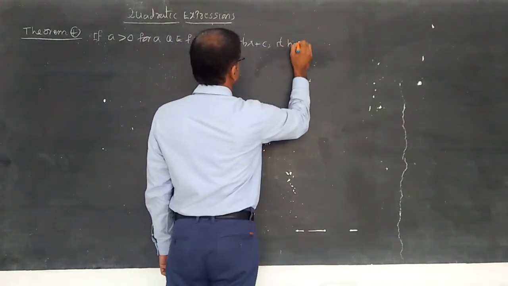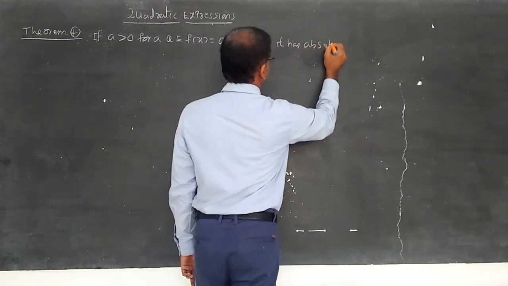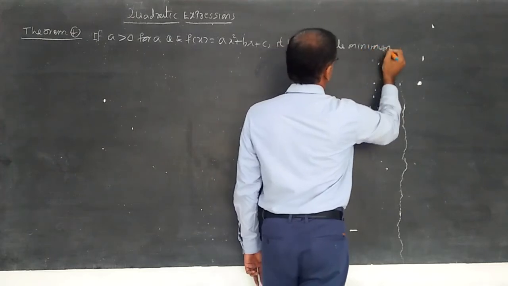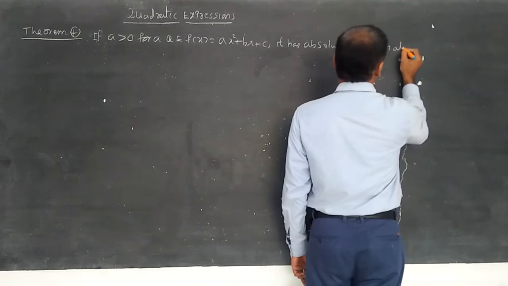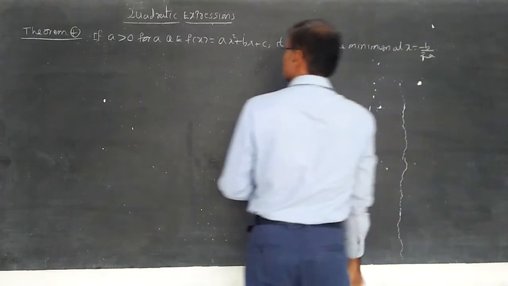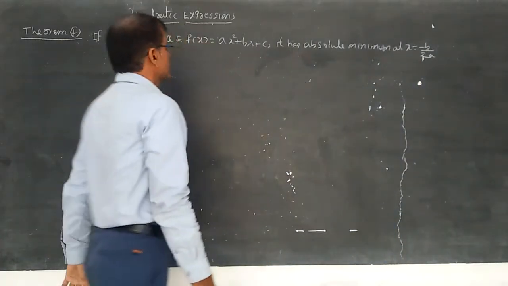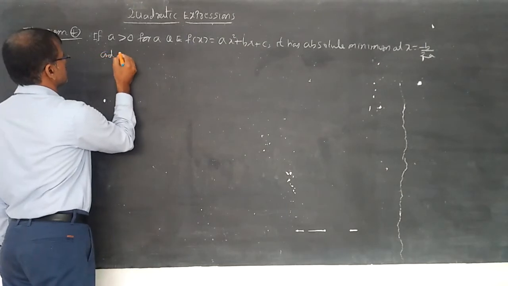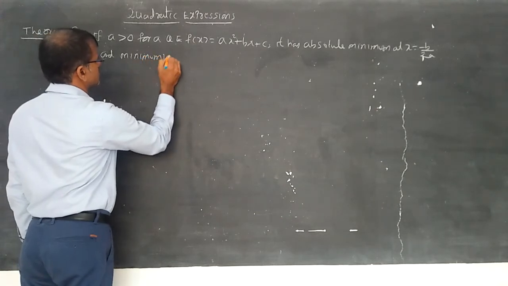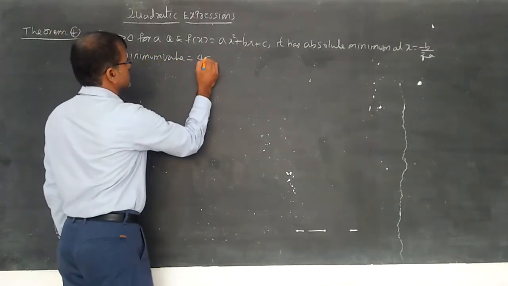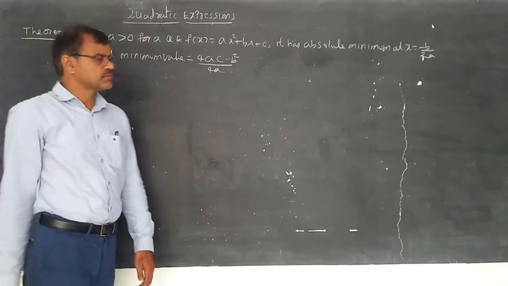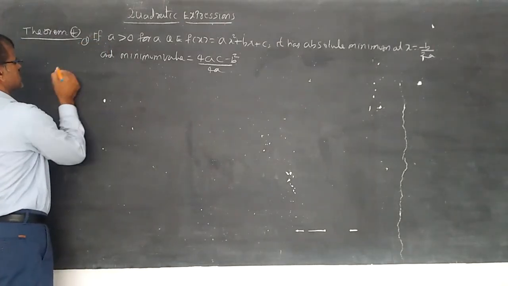it has an absolute minimum at x is equal to minus b by 2a, and the minimum value or absolute minimum value is equal to 4ac minus b square by 4a. This is the first case.